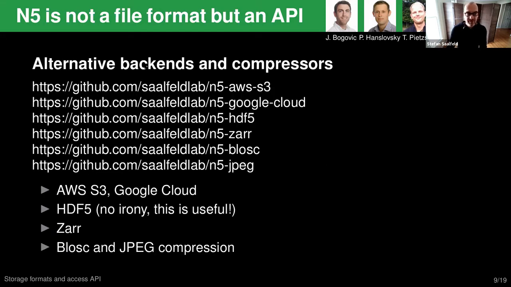In addition to this, we have alternative backends and compressors. N5 is just an interface API. Through this interface, which is used from the ImageLib2 library, for example, we can have several backends. We implemented two cloud backends for AWS S3 and Google Cloud. We implemented a backend for HDF5, so you don't have to change your code when you change from cloud storage or file systems to single files, into actual HDF5 containers. That's why I'm suggesting use HDF5 if your data is reasonably small, because it's great for that.